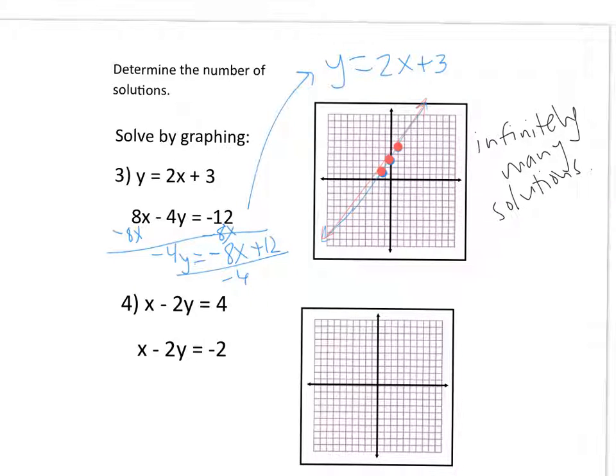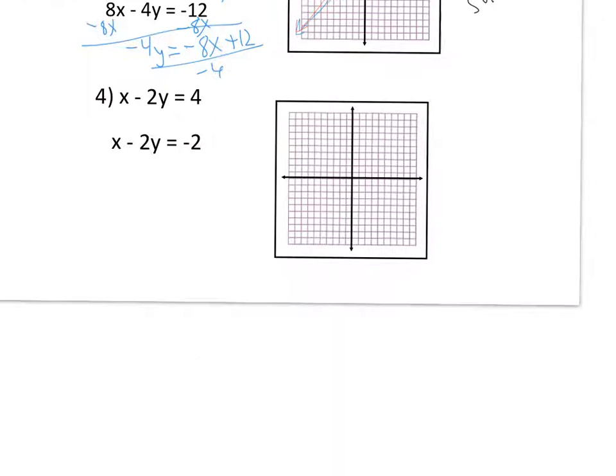Then how would you describe this system? Good job. It would be consistent and dependent. Let's take a look at the last example. Number 4, we need to, again, solve by graphing.